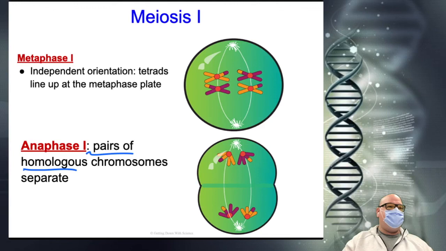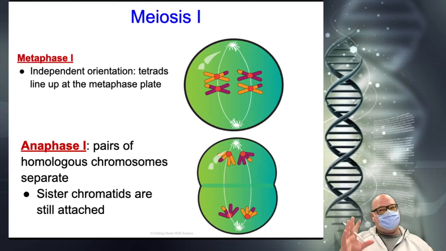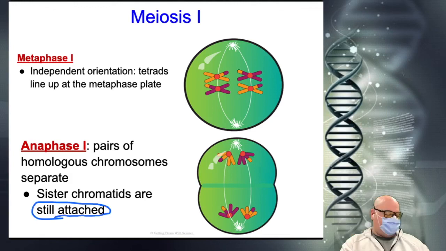All right. So another big clue or sign that you're in meiosis one is these are going to be still attached. Okay. At the kinetochore, they're still attached. Brian, did you circle still attached? Okay. Good. All right.